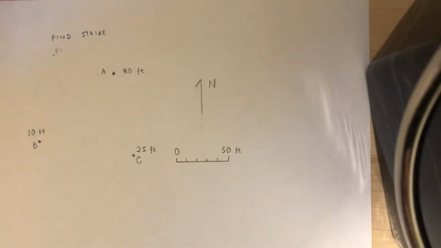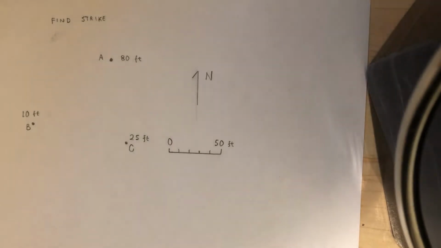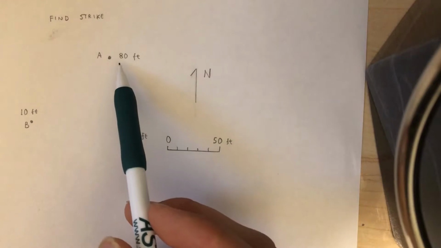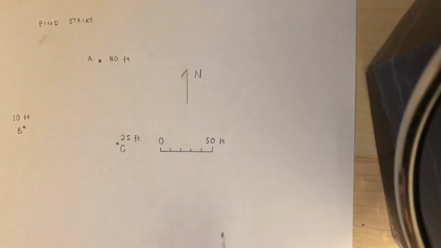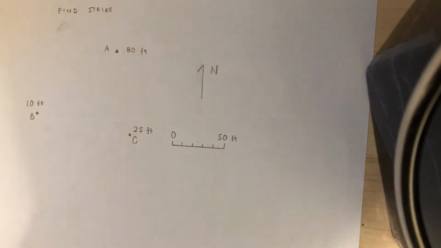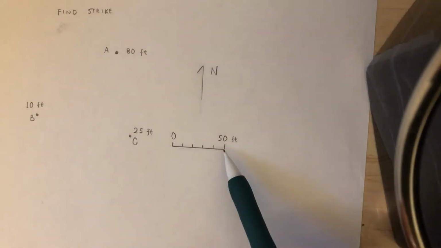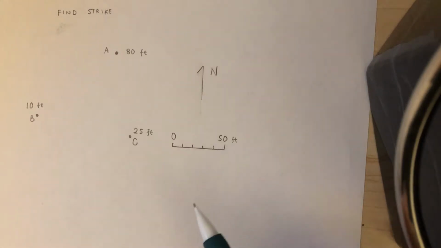Well, in this situation, you don't have that because all you have are different elevations. So you got one at 10 for point B, 80 for point A, 25 feet for point C. None of these are the same elevation. How are you going to find strike? If they give you a scale, then you can still find it.